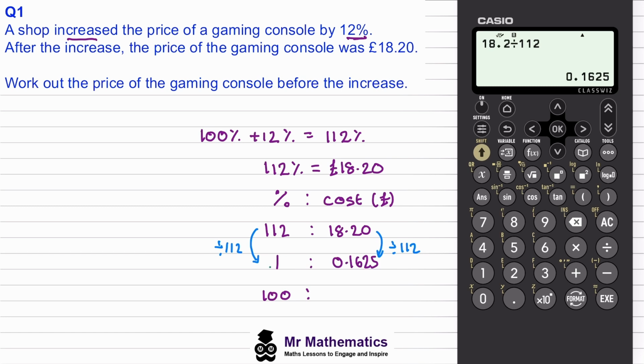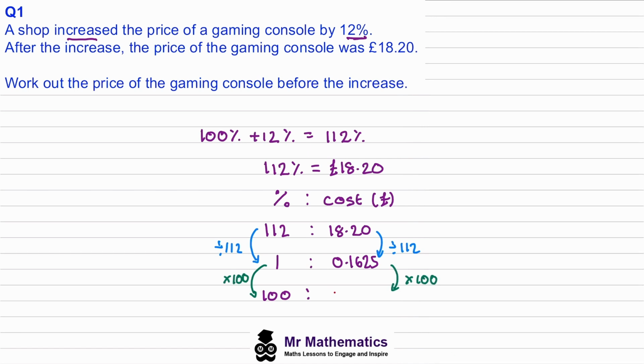So now to find 100%, we need to multiply this 1 by 100. So we'll do the same on the other side, and this will give us 16.25. So the original cost is £16.25. Okay, let's try another example.